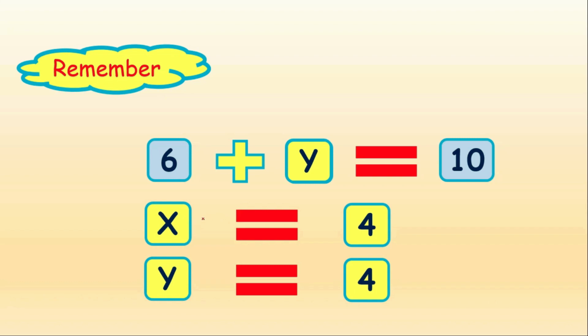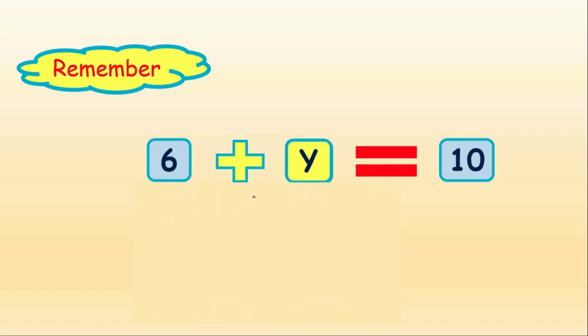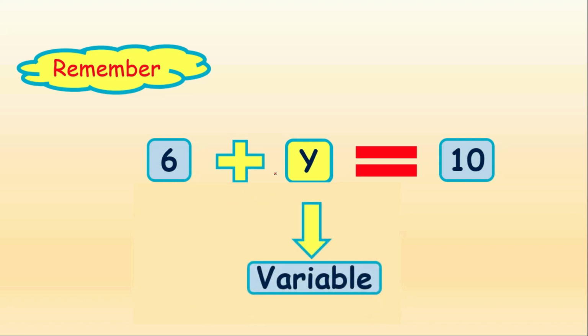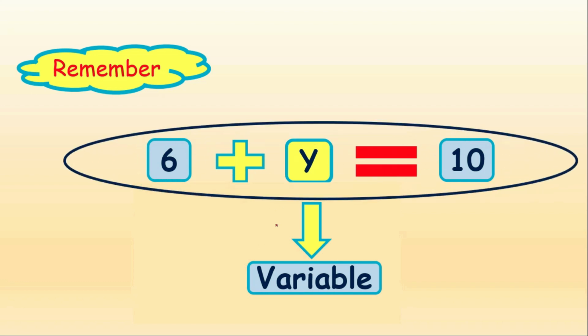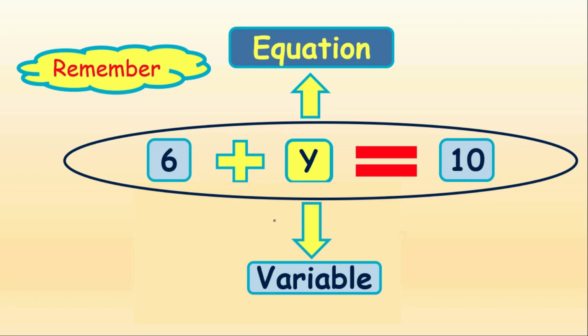Okay, you have to know today that you can replace any missing number or any unknown value by a symbol or letter. And the first concept we have today is variable. This symbol or this unknown number is called a variable. And this form is called an equation. We have two equal sides, left side and right side, and also we have an unknown value that we have to find.